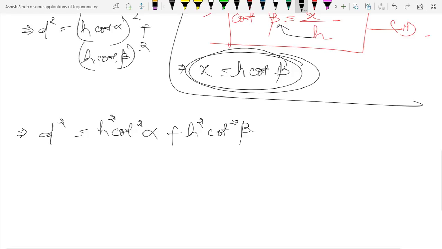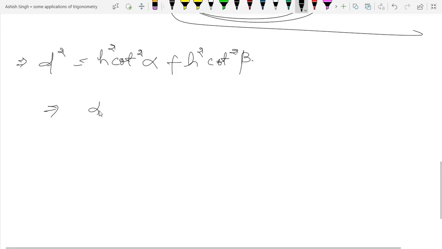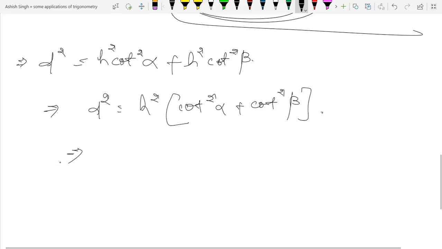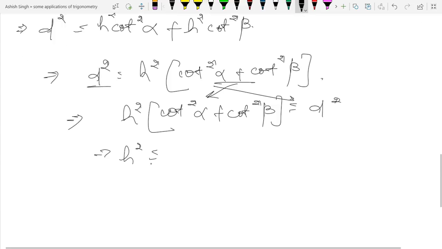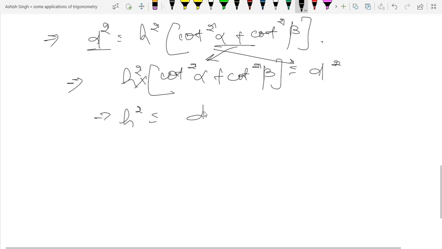You need to understand 2-3 methods here on how to approach this kind of question, and this will become very easy for you. Now d square is equal to h square, which will be common here, so this comes out as cot square alpha plus cot square beta. Now h square times cot square alpha plus cot square beta comes out as d square, because I have written this part in this way and the other on the RHS. So h square is equal to d square upon cot square alpha plus cot square beta.